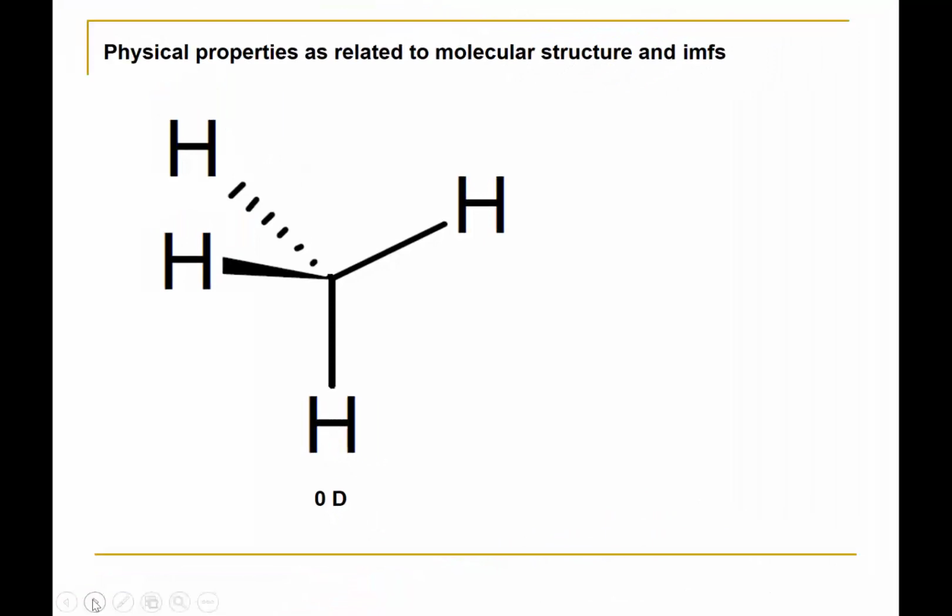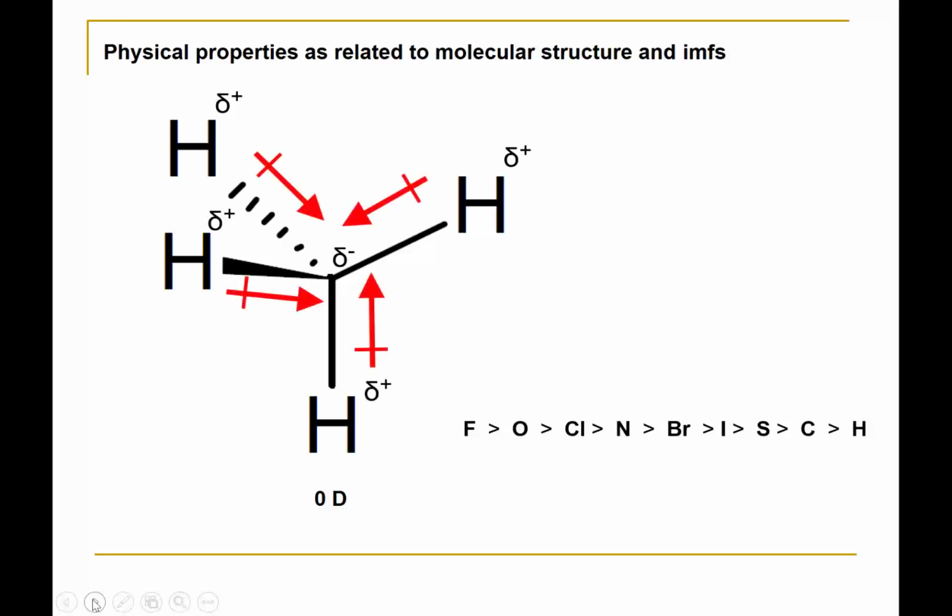Let us consider some examples from the course pack. The first molecule is methane, which has slightly polar bonds and a tetrahedral molecular geometry. If we refer to our mnemonic, funny old clown, we can see that carbon is more electronegative than hydrogen. This would make the hydrogen atoms delta positive and the carbon atom delta negative. The bond dipoles would be oriented in this fashion.